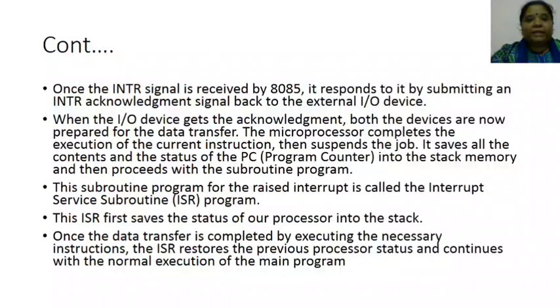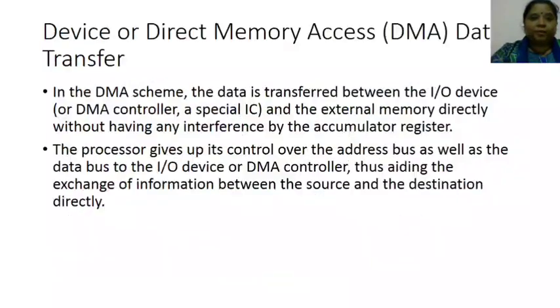The microprocessor completes the execution of the current instruction, then suspends the job. It saves the contents and status of the program counter into the stack memory and thus proceeds with the subroutine program. This subroutine program for the raised interrupt is called the interrupt service routine, the ISR program. This ISR first saves the status of the processor into the stack. Once the data transfer is completed by executing the necessary instructions, the ISR restores the previous processor status and continues with the normal execution of the main program.